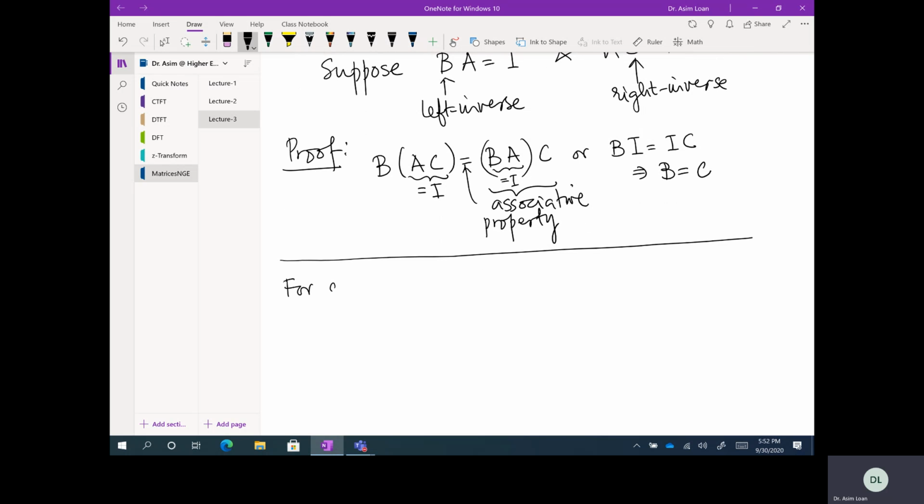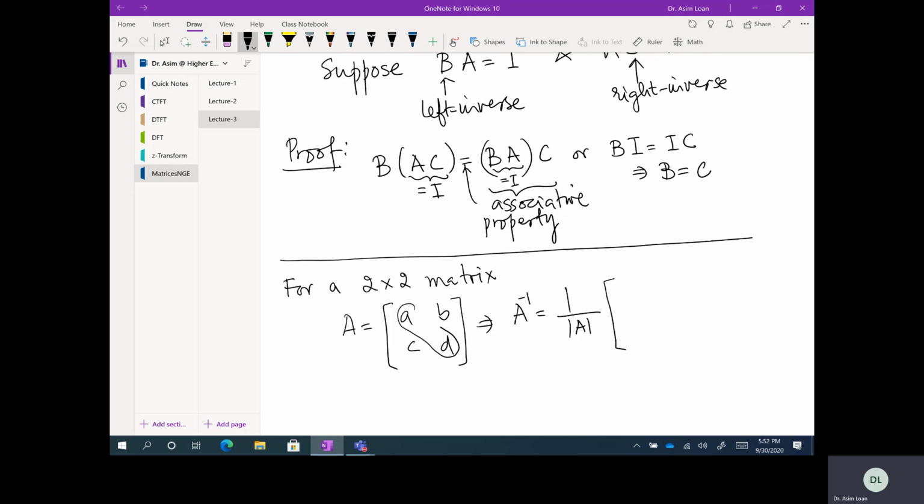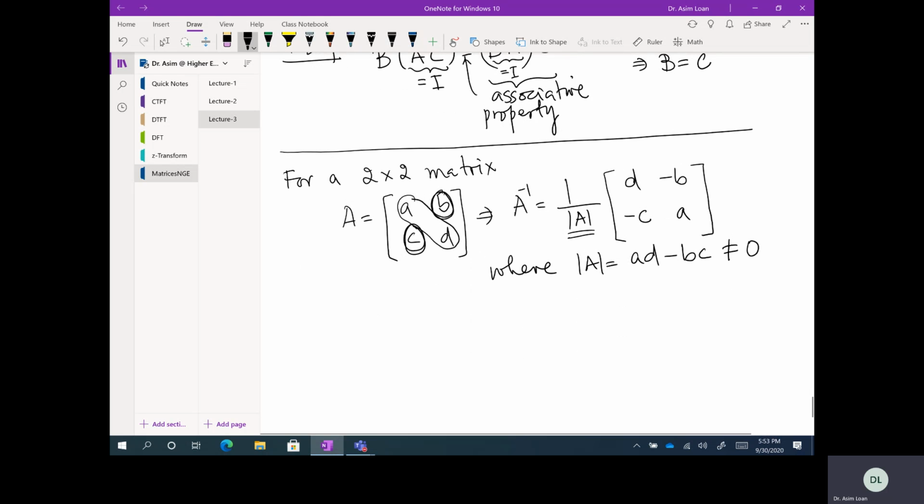For a 2 by 2 matrix, you know this from high school. If A equals A, B, C, D, then A inverse equals 1 over the determinant. You swap these two, so this becomes D, this becomes A, and you negate these, so this becomes minus B, this becomes minus C, where the determinant is AD minus BC. So the determinant is the product along the main diagonal, minus the product along the off diagonal, and this should not be equal to 0, because obviously you cannot divide by 0.